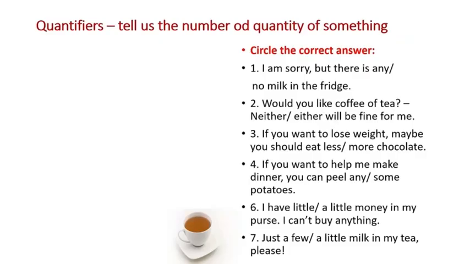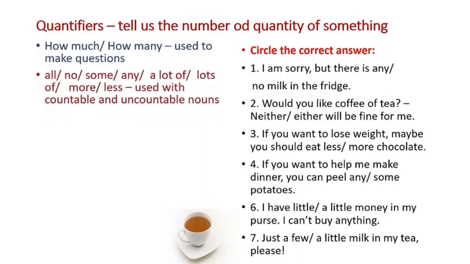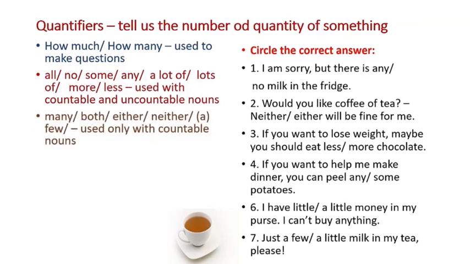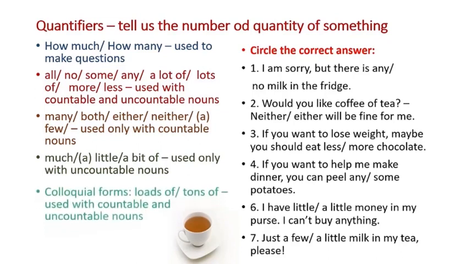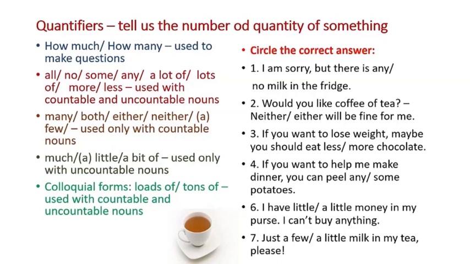When we talk about quantity, we can also use different quantifiers. You have learned them earlier, but let's just revise them now. We use how much and how many to make questions. We use all, no, some, any, a lot of, lots of, more, and less with countable and uncountable nouns. We use many, both, either, neither, a few, few with countable nouns. We use much, a little, little, and a bit of only with uncountable nouns. And we use the colloquial forms loads of, tons of with countable and uncountable nouns. Now, your task is to circle the correct quantifier. Write the answers in your notebook, please.